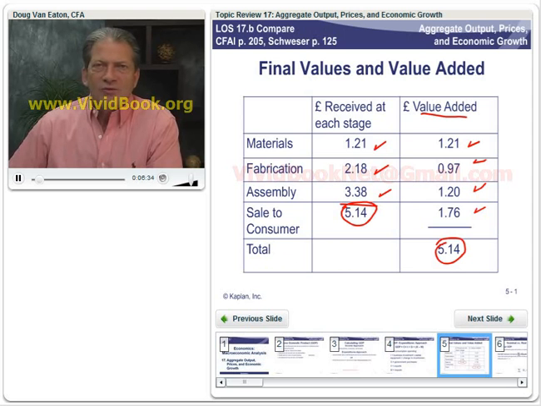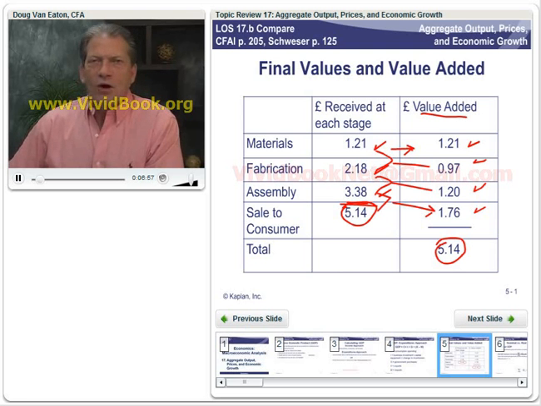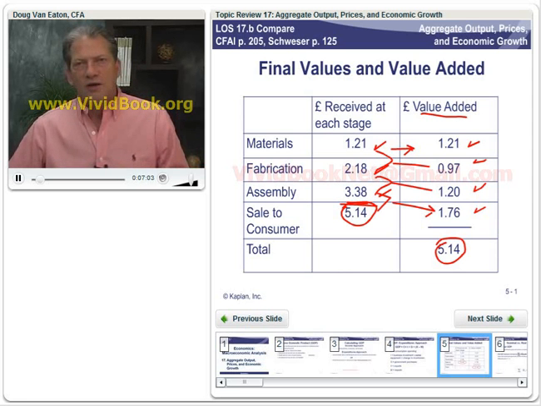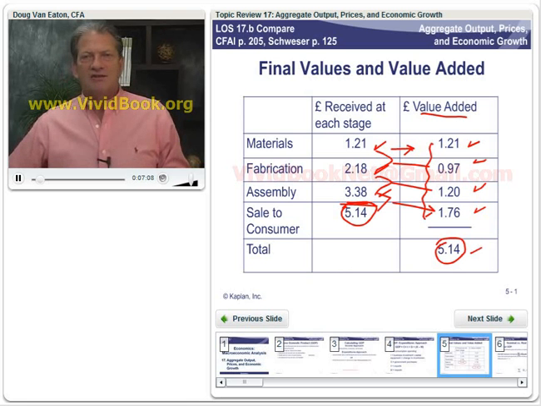So these are received at each stage, so the value added, $1.21 in the first stage, 97 cents. The difference between these, and the difference between these is 120. And then to get to the final consumer, we get up to 176. So I didn't mean to say we summed the left-hand column. Those are all the values of the goods as we're moving through the production process. If we add up the value added on the right-hand side, we get that same amount. So 2 ways to get to the same number.